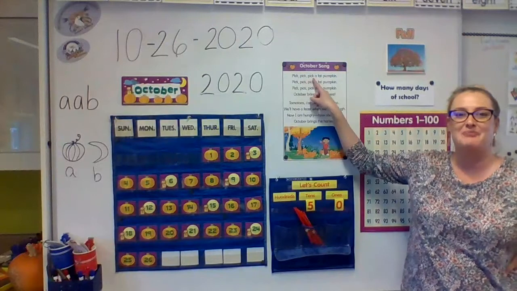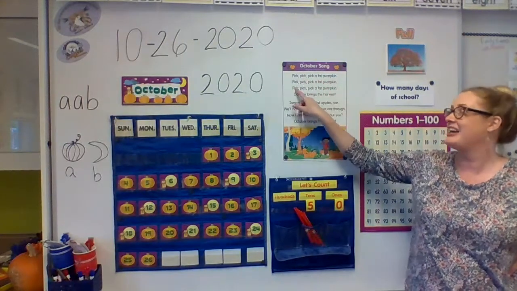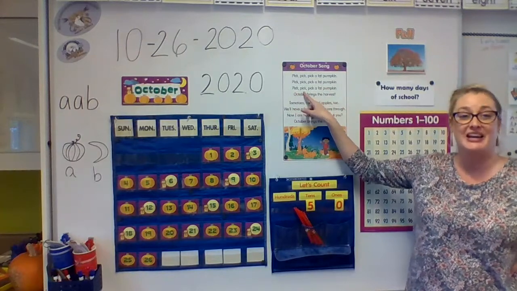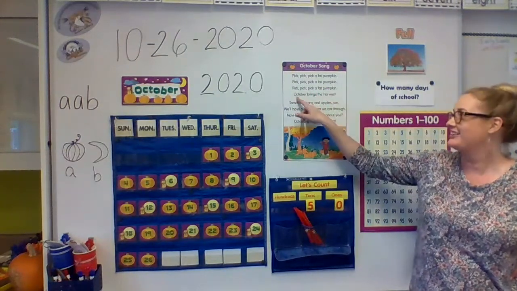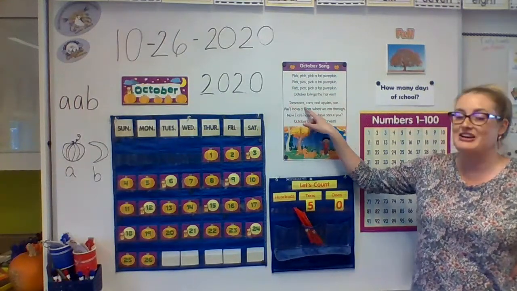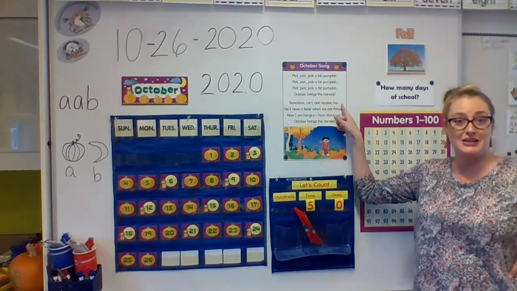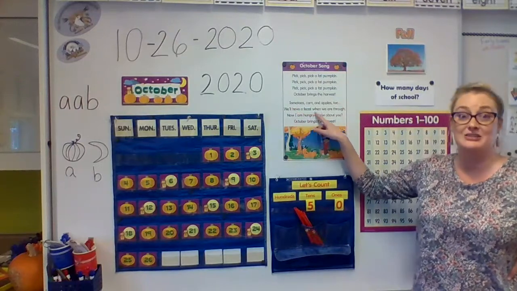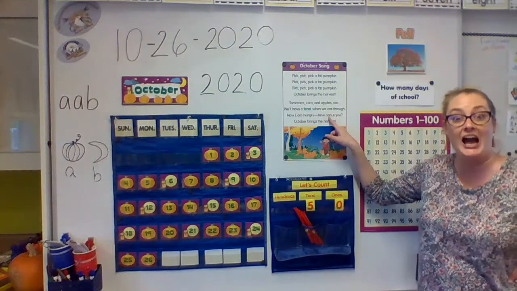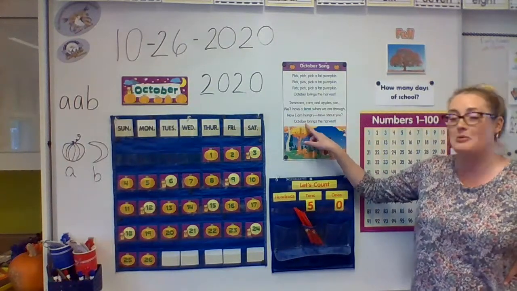Pick, pick, pick a fat pumpkin. Pick, pick, pick a fat pumpkin. Pick, pick, pick a fat pumpkin. October brings the harvest. Tomatoes, corn, and apples too. We'll have a feast when we are through. Now I'm hungry, how about you? October brings the harvest.